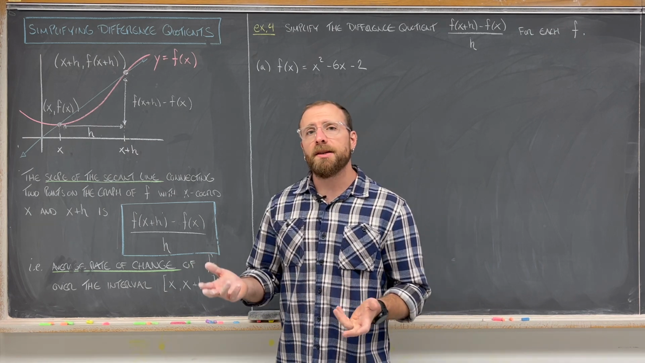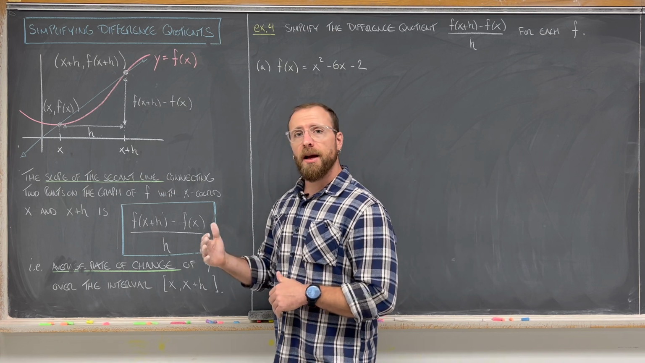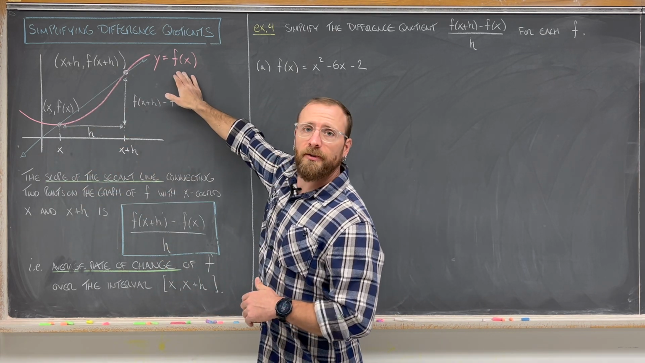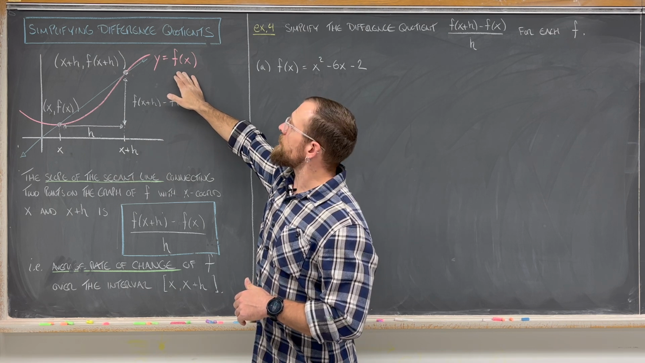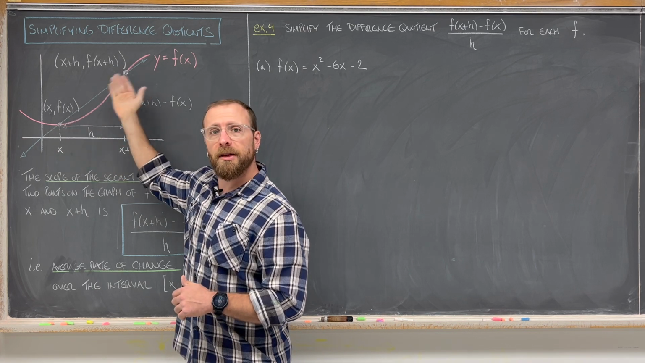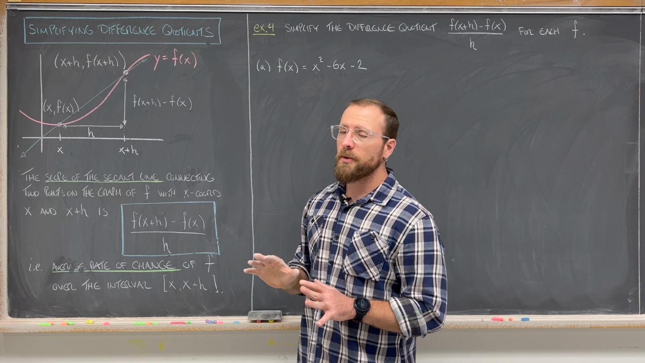Now, in last week's lesson, we were talking about secant lines. A secant line is any line that connects 2 points on a graph. So say I've got the graph of a function, y equals f of x. And I've got 2 points on that graph. I can connect them with a line, and I can talk about the slope of that line. OK, that's all I want to do.